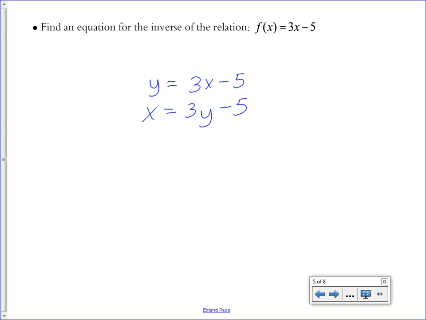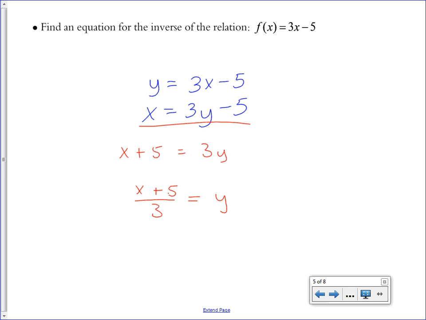I don't like to have a function written in this order with x by itself. And so I'm going to go ahead and get y by itself in this function, so it's written in the right format. So I'm going to get y by itself. It'll be x plus 5 equals 3y. And then divide by 3, so it'll be x plus 5 divided by 3. And now it's written in function format. It's got the y by itself.